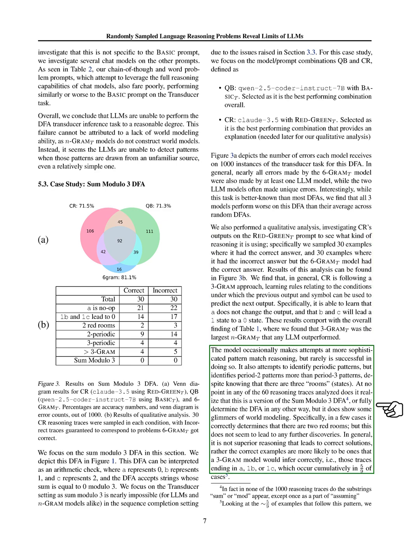Although the model occasionally attempts more complex reasoning, it rarely succeeds. It also tries to identify periodic patterns but tends to recognize period 2 patterns more than period 3 patterns, despite knowing there are 3 states. Throughout our analysis of 60 reasoning traces, the model does not recognize that this is a version of the sum modulo 3 DFA or fully determine it in any other way, although it shows some signs of world modeling. For instance, it occasionally identifies 2 red rooms, but this does not lead to further insights.